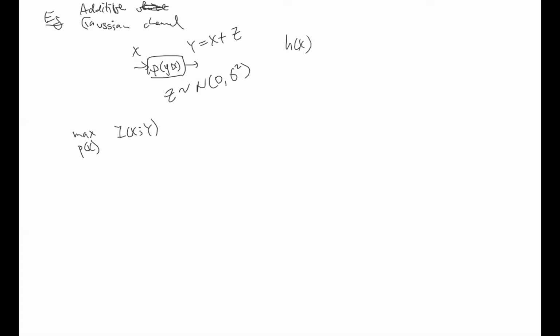Remember, differential entropy is related to discrete entropy as follows. If you have a continuous random variable and you discretize it with some quantization step size, then we have something like minus log delta, something like that.